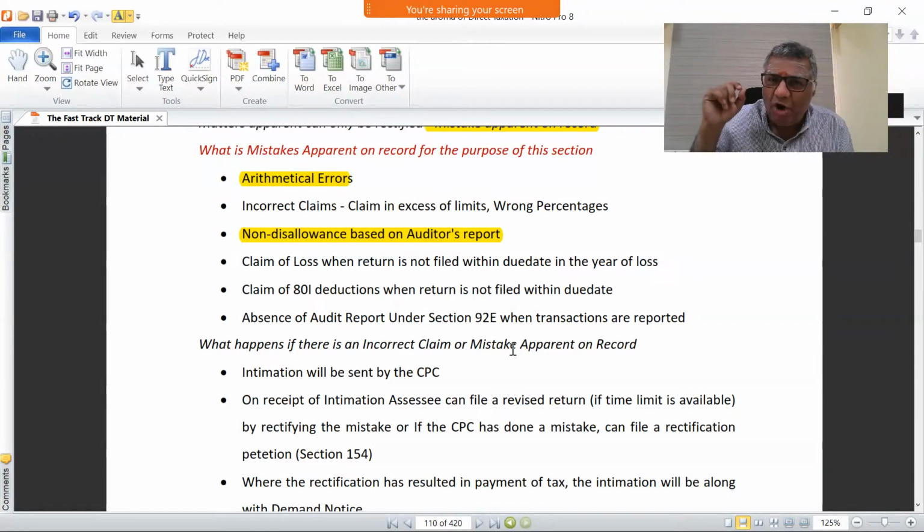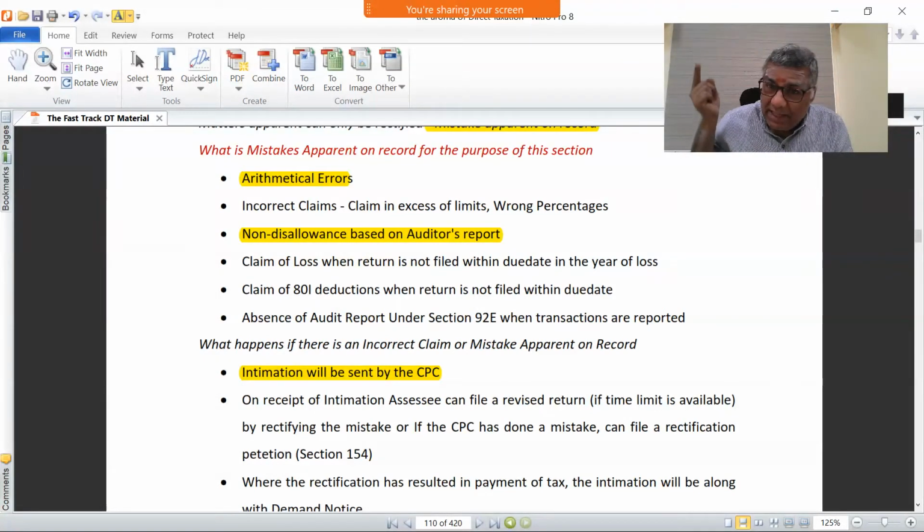In the computerized system, we call it CPC, Central Processing Center. The computer by itself will pick up the mistake and send you an intimation. What are they sending? An intimation, one-way traffic. You need not respond. See, you have made a mistake apparent on record. This is the intimation.